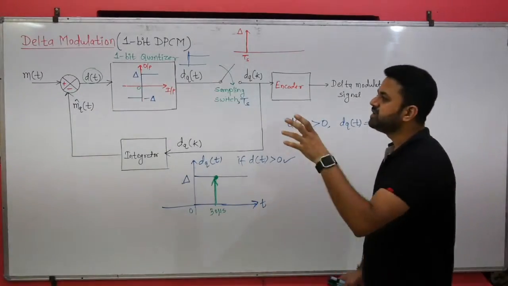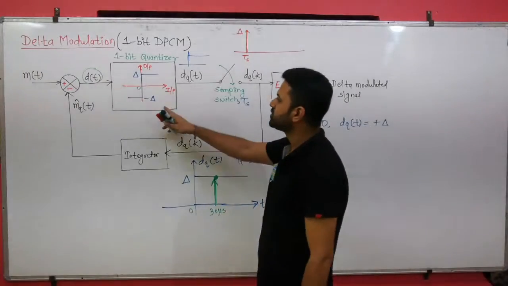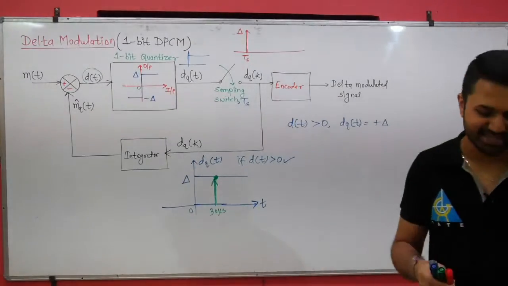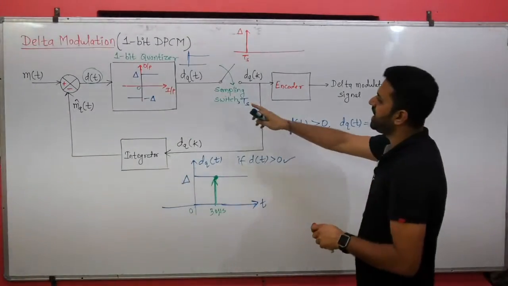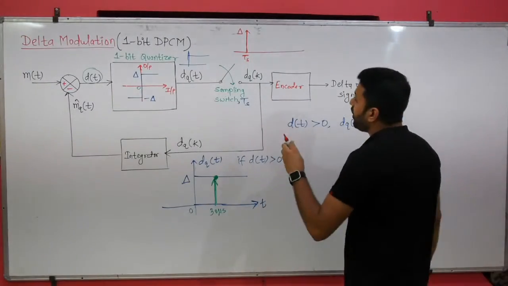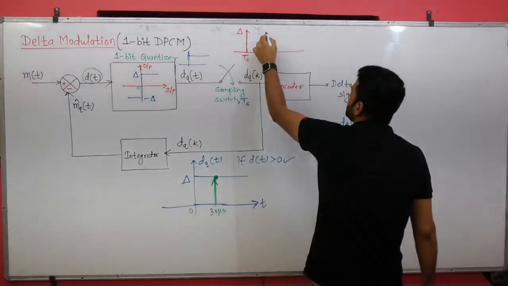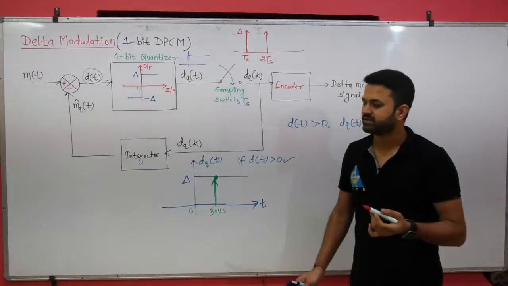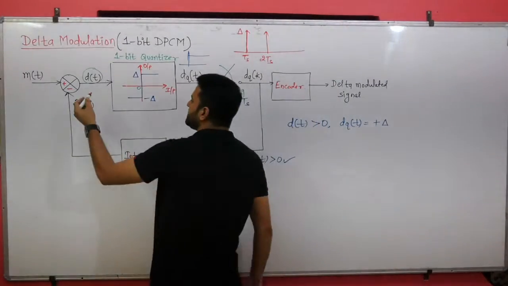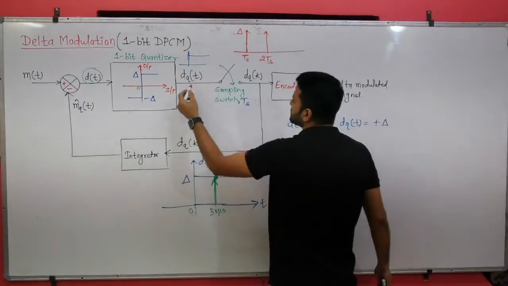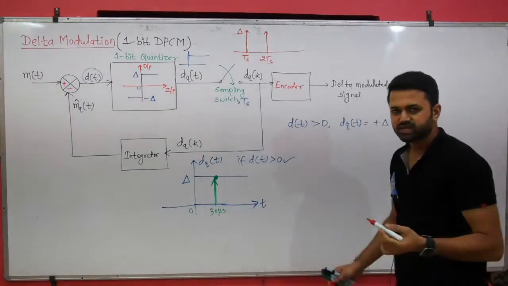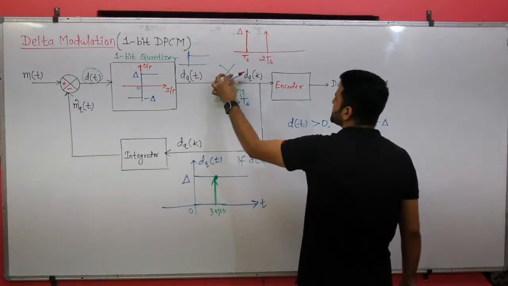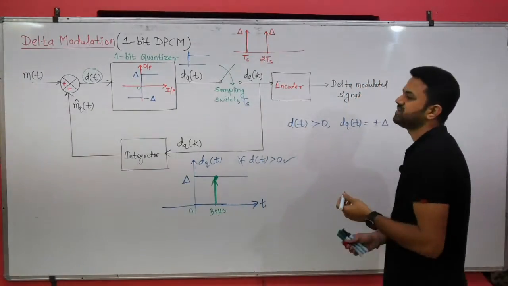So whenever the input to the quantizer d(t) is greater than 0, we will get output of amplitude or strength plus delta, isn't it? So suppose after 2Ts second, again the input to the sampling switch is plus delta. Suppose again it is plus delta. When you close the switch, you will again get an impulse of magnitude delta.